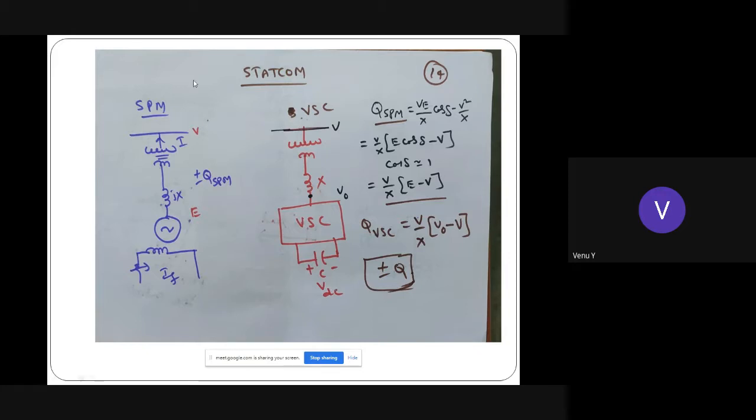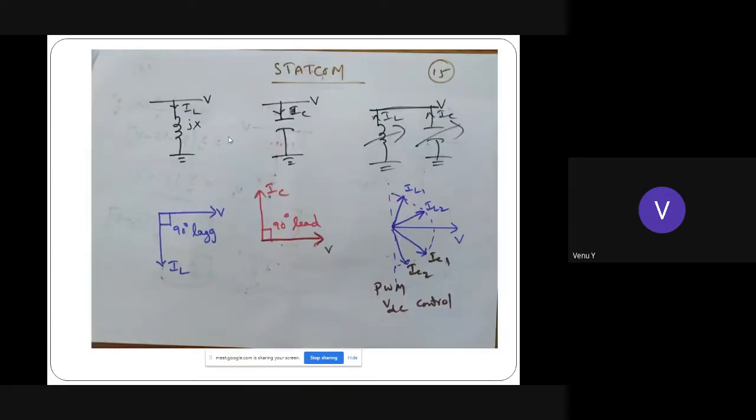It is similar to that of a synchronous condenser, and it is a static device. There are no rotating parts. Only IGBTs or GTOs are there as switching devices. So when you operate the STATCOM as an inductor, the voltage is V naught and the current is IL. The IL is 90 degrees lagging with V naught, the operating voltage or output voltage of the STATCOM.